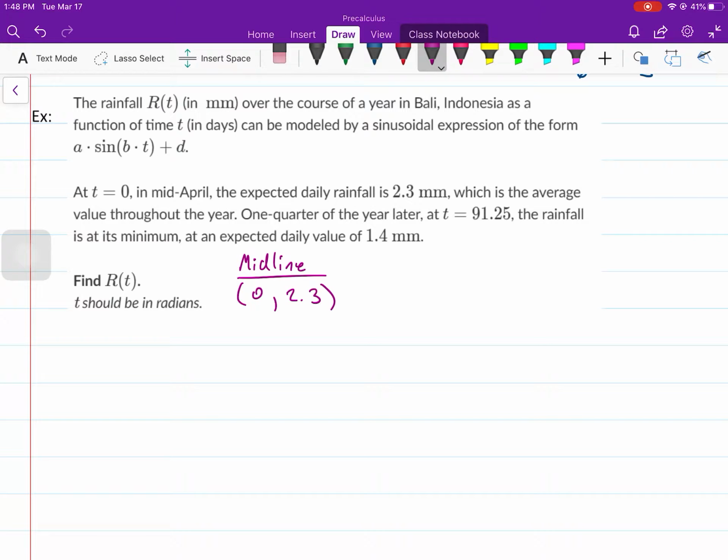And then a quarter of the year later, which is T equals 91.25 (a quarter year means a full year would be 365 days; we'll talk about that in a little bit), the rainfall is at its minimum. So they're giving us a minimum. Our time is 91.25, and that minimum value is 1.4. That daily rainfall is 1.4.